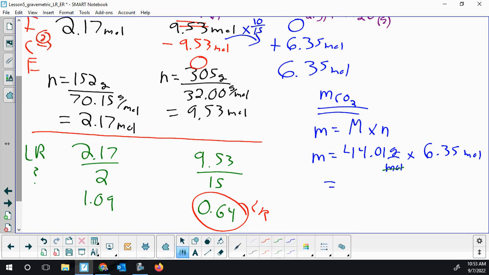Moles on the bottom, moles on the top, they cancel, grams are left. 4 sig figs from our data booklet, 3 from our calculations, and I end up with 280 grams when I round it to the ones place. It kind of looks like 2 sig figs, but I had to round the last to a 0. So a fair bit of carbon dioxide.